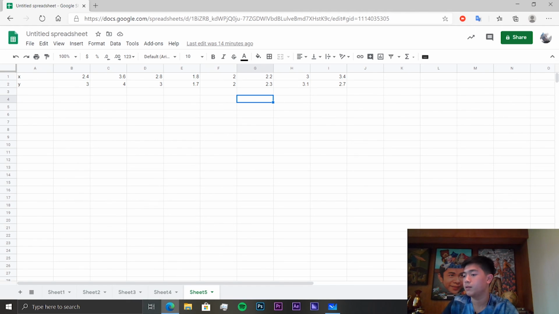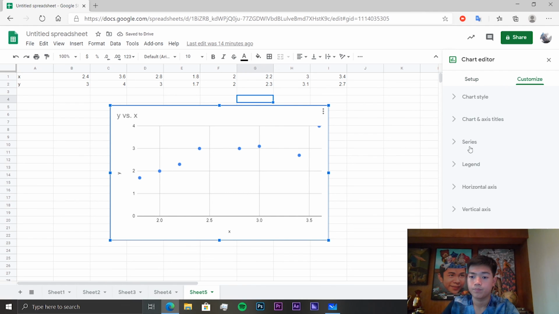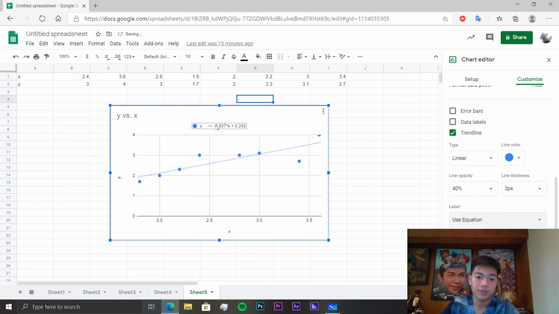So while we wait for that to load, okay. So we put trend line in and then use equation, show r squared. Yeah, so r squared is around our value. So we have 0.937x plus 0.242. So that would be the equation I would put in.